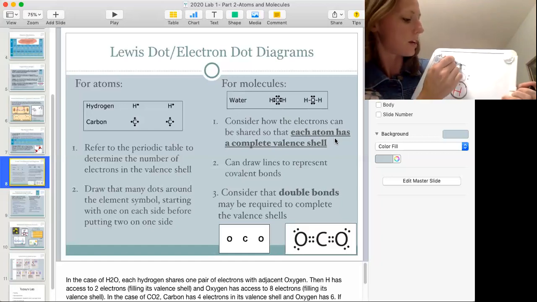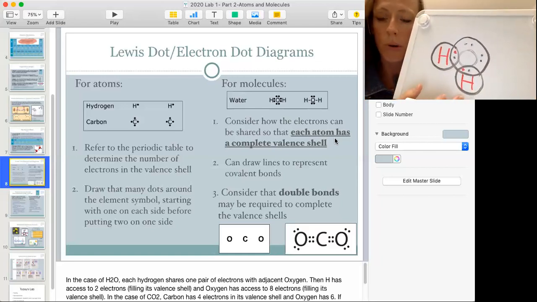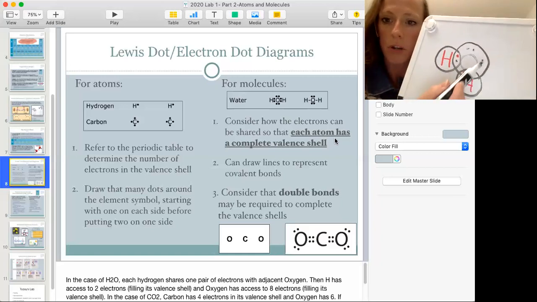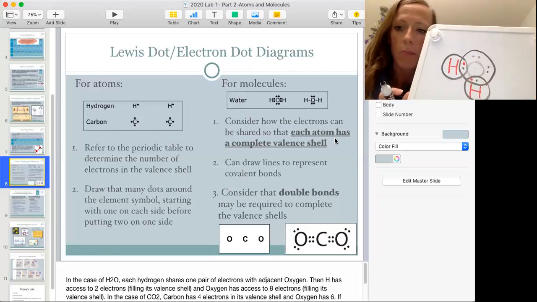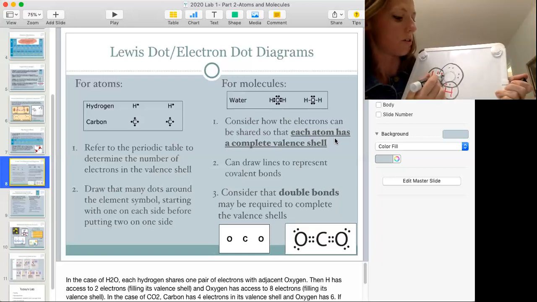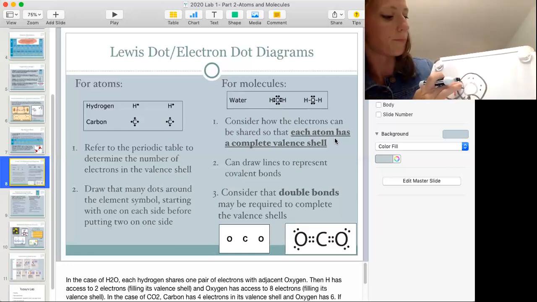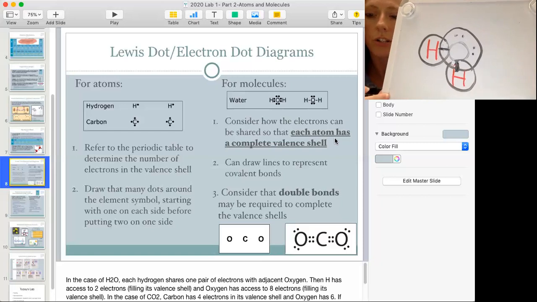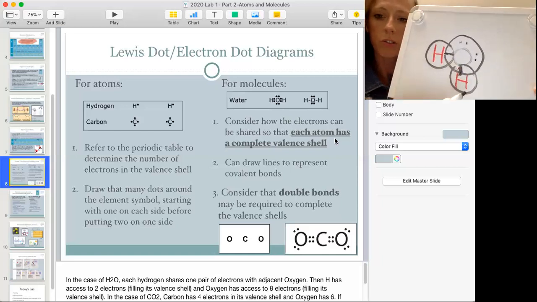Oxygen needs 8. And as you can see, that is met by making the 2 single covalent bonds with the 2 hydrogens. So it's got 1, 2, 3, 4, 5, 6, 7, 8. So the electrons are shared. Sometimes, if it makes it easier, people draw a line to represent the shared electrons. That's going to be 2 electrons, 1 from the hydrogen, 1 from the oxygen, 1 from the hydrogen, 1 from the oxygen. So you might see it drawn like that.